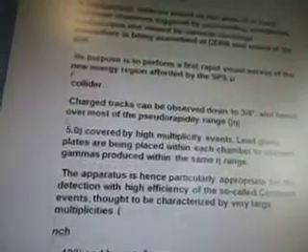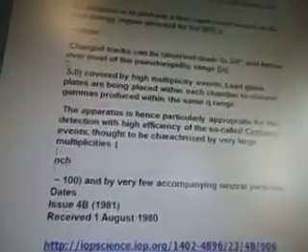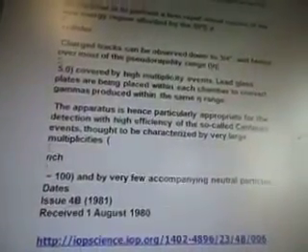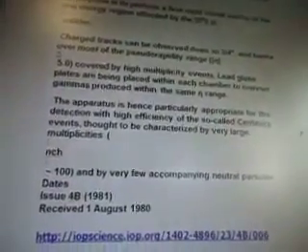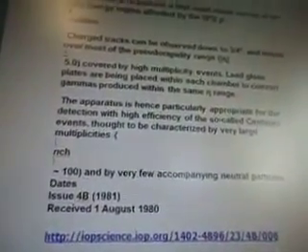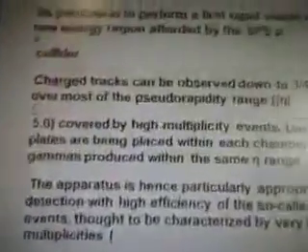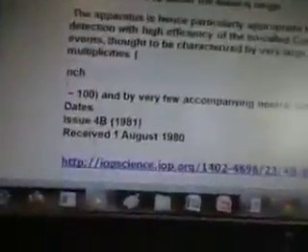The abstract: a multi-particle detector based on 2 large 6-meter-long streamer chambers triggered by surrounding scintillation photoscopes and viewed by cameras via image intensifiers is being assembled at CERN and tested at the ISR. Its purpose is to perform our first rapid visual survey of the new energy region afforded by the SPS Collider. Charged tracks can be observed down to 3/4 degrees, and hence over most of the pseudo-rapidity range. I don't know what that means. Your guess is as good as mine.